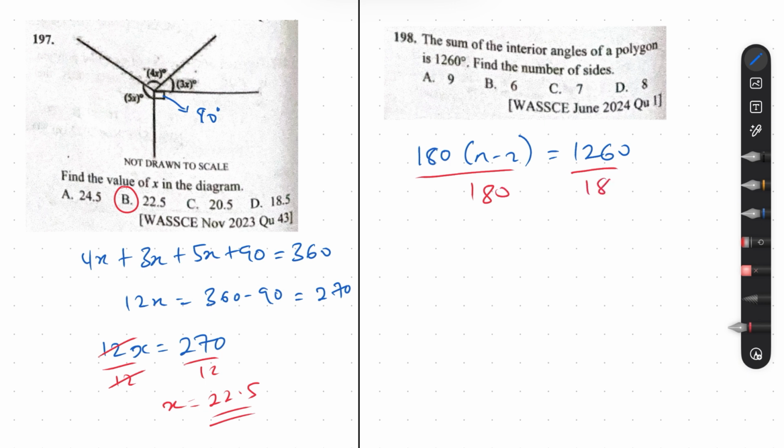This 180 cancels out, and 180 goes into 1260 how many times? I think that will be 7 times. So our n minus 2 will be equal to 7. So n will be equal to 9. So the number of sides n is 9, which is A.